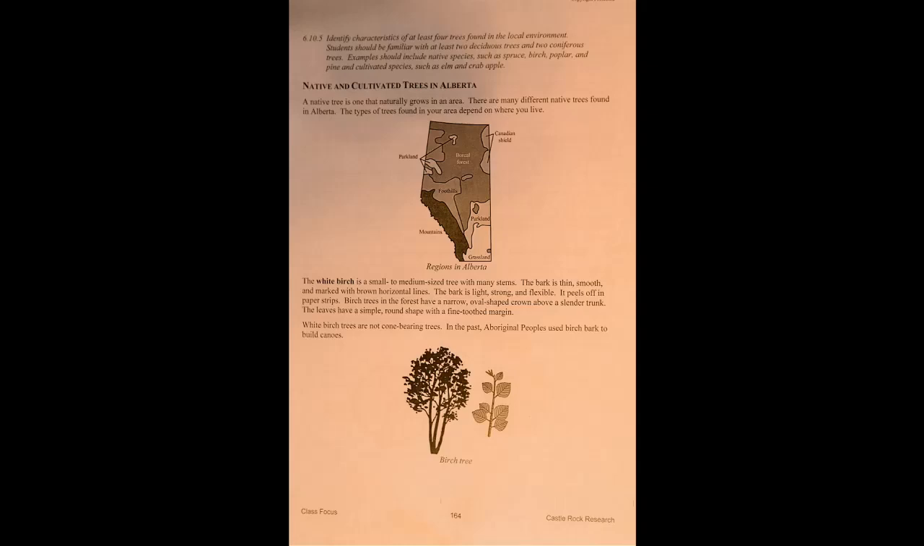Birch trees in the forest have a narrow, oval-shaped crown with a slender trunk. The leaves have a simple, round shape with a fine-toothed margin. White birch trees are not cone-bearing trees. In the past, Indigenous peoples used birch bark to build canoes.